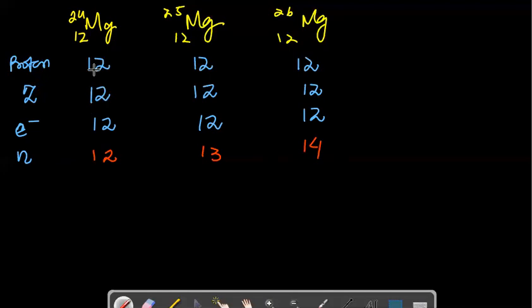If you look at this, all three isotopes have a different number of neutrons present in the nucleus. And their mass number is 24 for the first, 25 for the second, and 26 for the third. All three isotopes have the same number of protons, the same number of electrons, and the same atomic number. But they have different mass numbers and different numbers of neutrons in the nucleus, which affects the physical properties of these isotopes.